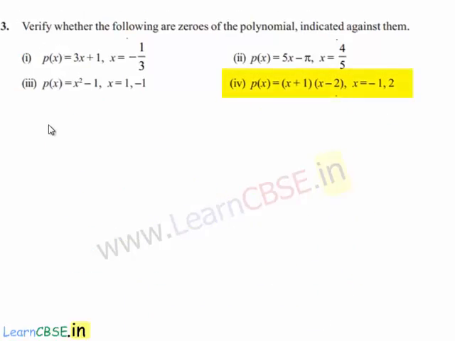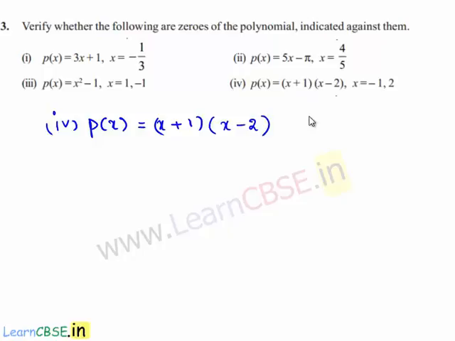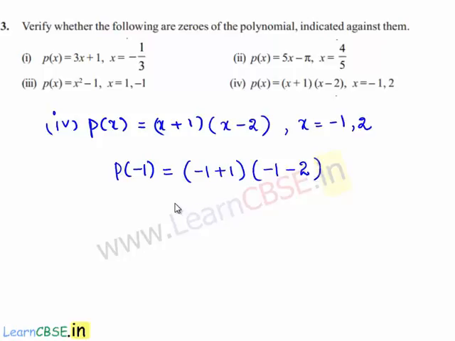Coming to the fourth bit, which is p of x is equal to x plus 1 multiplied by x minus 2. So given that x is equal to minus 1 and x is equal to 2. Let us first substitute minus 1 in the place of x. Minus 1 and plus 1 is 0. Minus 1 minus 2 is minus 3.